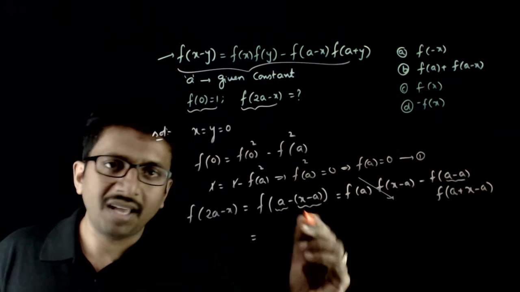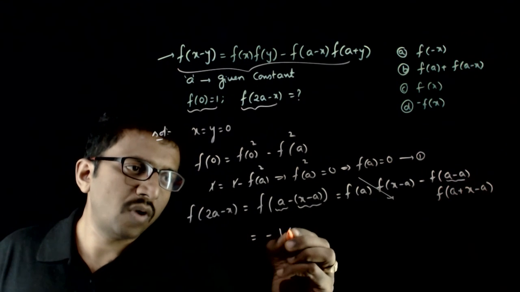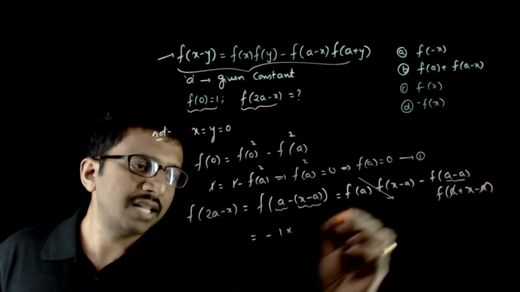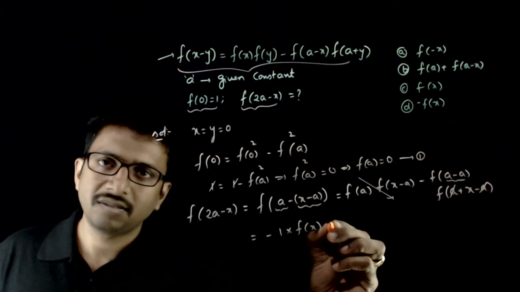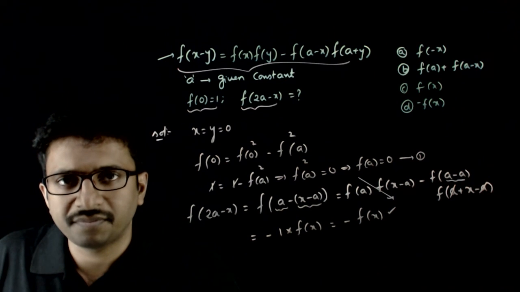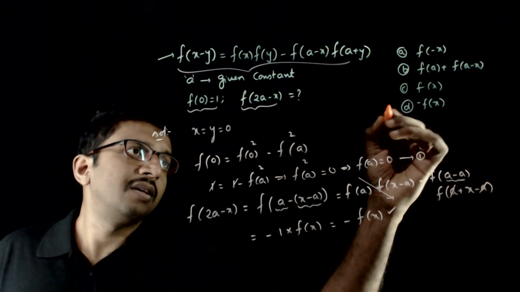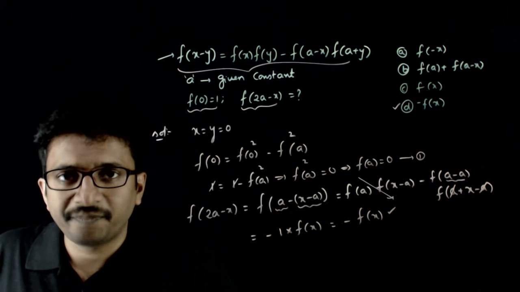F of a minus a is nothing but f of 0, which is given as 1. So that is equal to minus 1 into, a and a gets cancelled, f of x. That is equal to minus f of x. So that's the answer to this question. So f of 2a minus x is minus f of x. So option D is the right answer. Thank you.